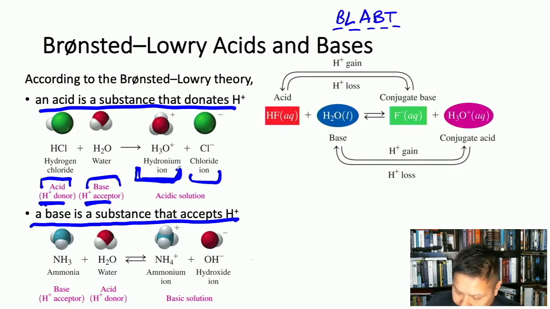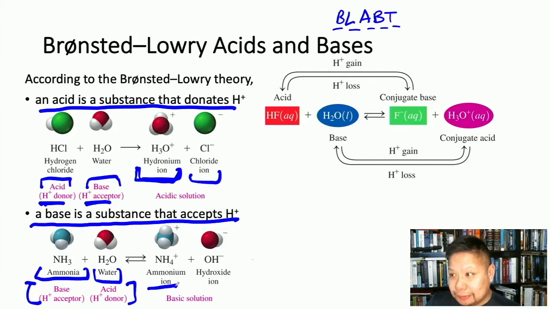We can do this again here with ammonia, which is the base, and water, which is the acid. Again, remember that the base is the hydrogen or proton acceptor, and the acid is the proton donor. So ammonia being the base, on the other side of the reaction arrows, we get the ammonium ion, which is NH4+, because it received a proton from the water, and then we get the hydroxide ion, which gives us a basic solution.